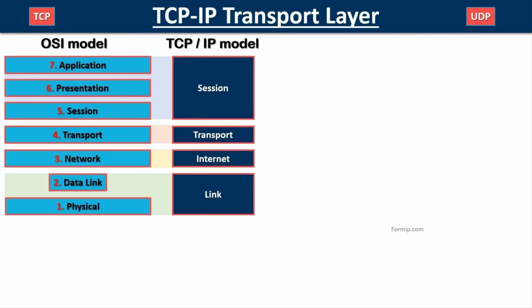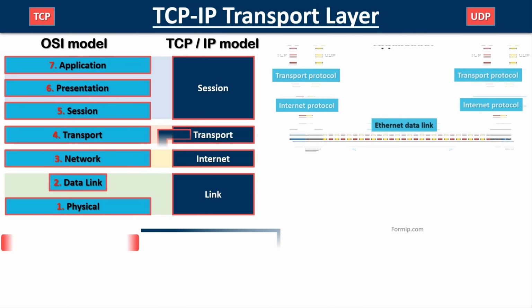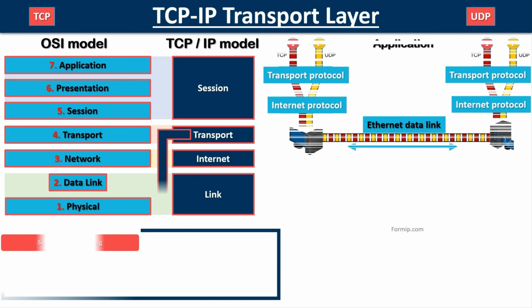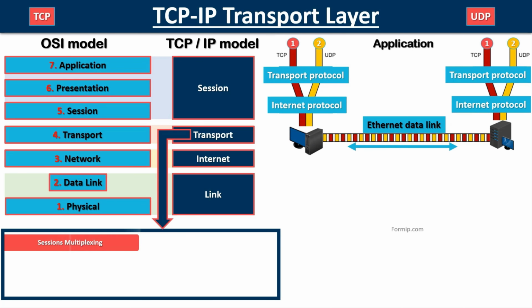The main service the transport layer provides is monitoring communication between the applications of the source hosts and destination hosts. This is called session multiplexing, and both UDP and TCP do it. The biggest difference between the two protocols is that TCP guarantees the correct delivery of the data, while UDP does not.